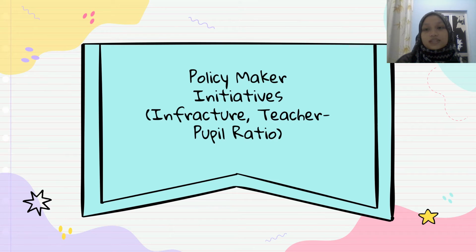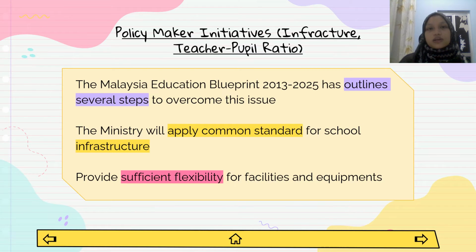So the next one that we are going to take a look at is policymaker initiatives in the aspect of infrastructure and the teacher-pupil ratio. So, the Malaysia Education Blueprint 2013 to 2025 has outlined several steps to overcome this issue. The ministry will apply common standards for school infrastructure.